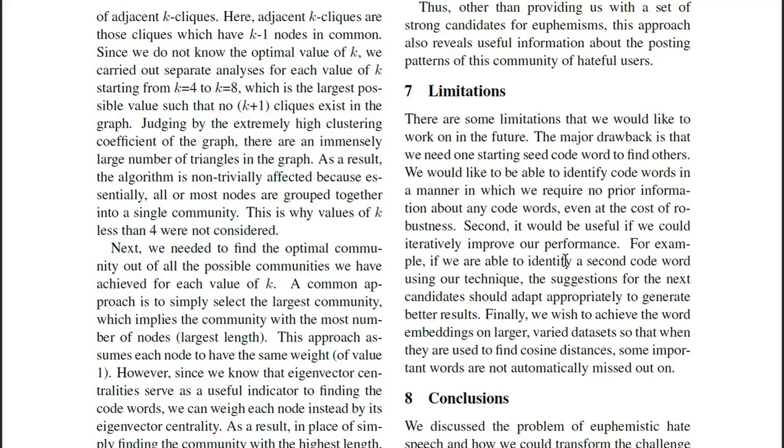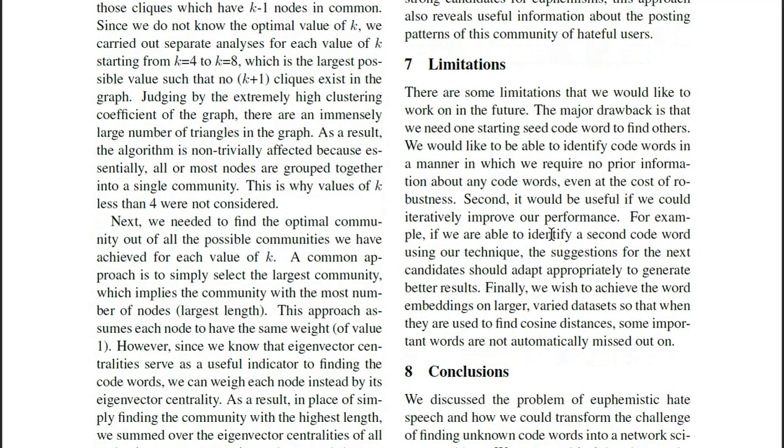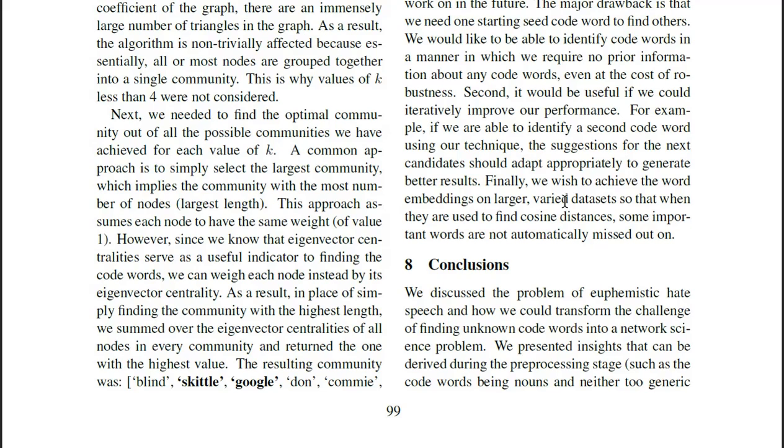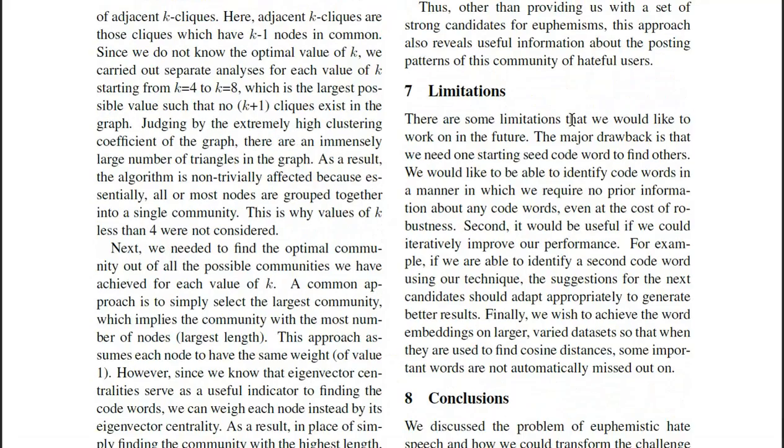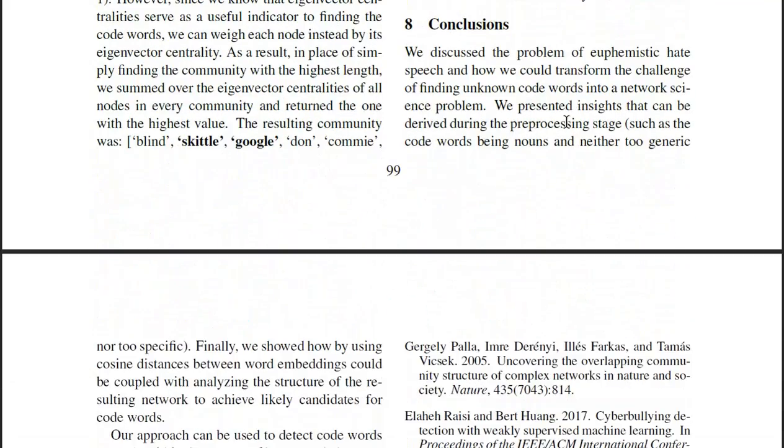Second, it would be useful if we could iteratively improve our performance. For example, if we were able to identify a second code word using our technique, the suggestion for the next candidate should adapt appropriately to generate better results. Finally, we wish to train the word embeddings on larger, more varied datasets so that when they're used to find cosine distance, some important words are not automatically missed out on. So all of these are fair and reasonable limitations, which we've explained.